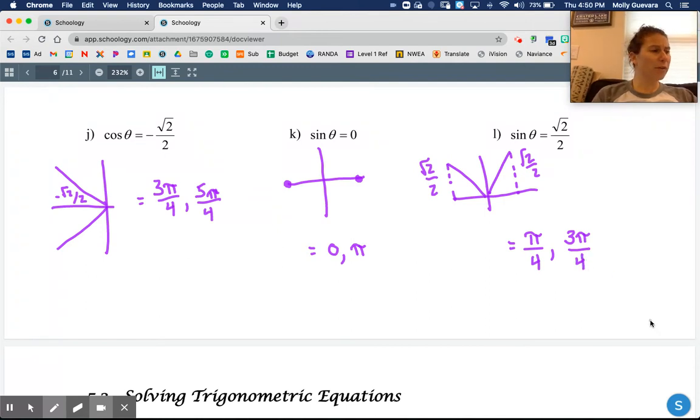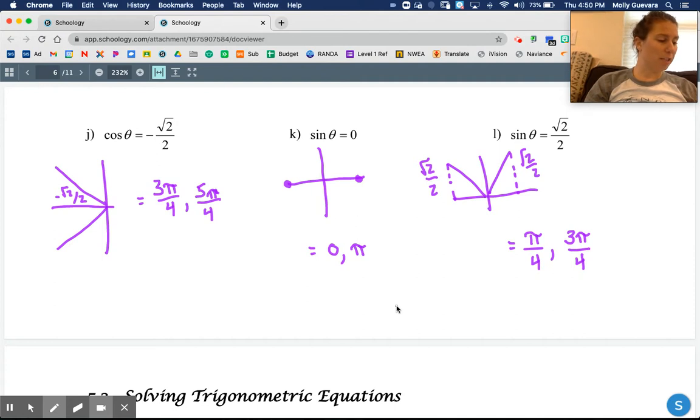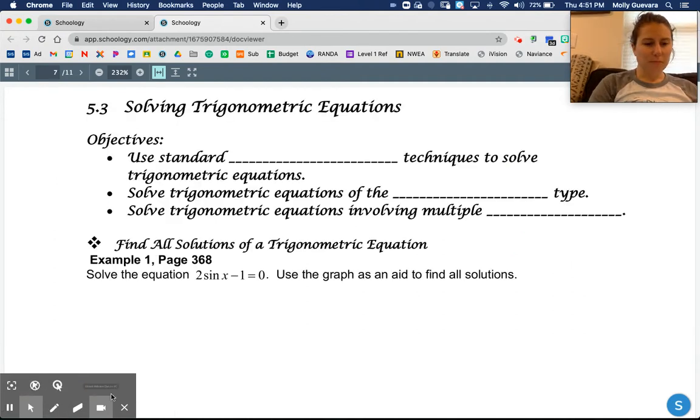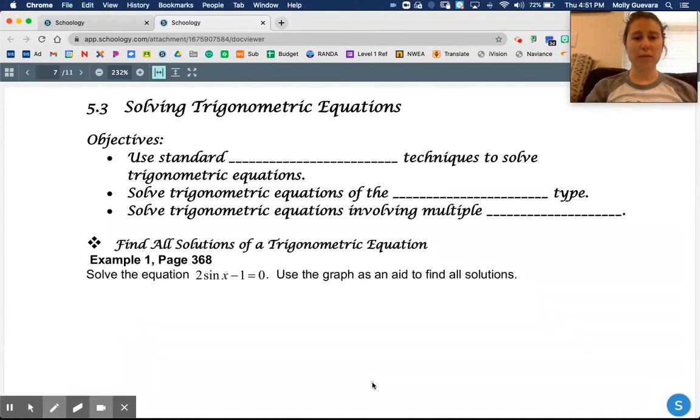So hopefully we're feeling good about that. If not, just make sure you reach out, maybe get some extra practice, because we're going to need to know how to do this fairly quickly in order to solve the other problems that we're going to look at today. Okay, so we're going to do 5.3 today, which is all about solving trig equations, okay?